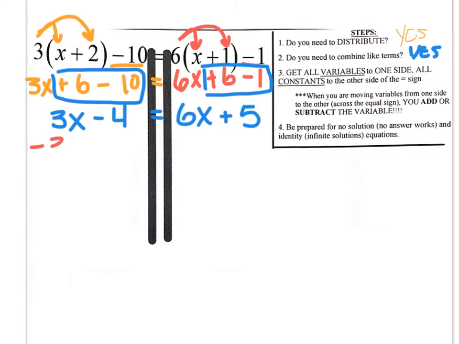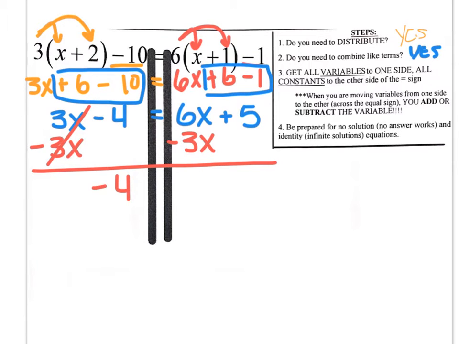So I'm going to subtract 3x from both sides. My x's are going to cancel out. I'm left with negative 4 equals 6x minus 3x gives me a positive 3x. And since we didn't use that 5, that's going to come down as well.